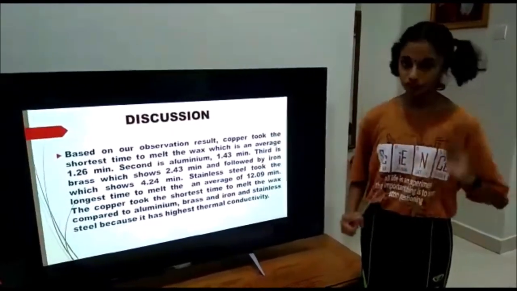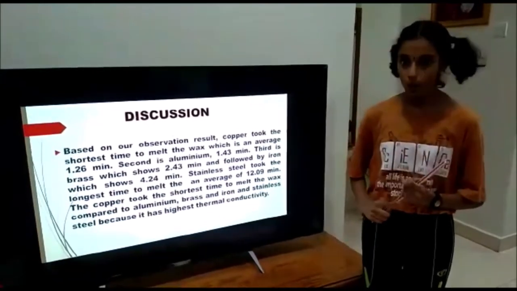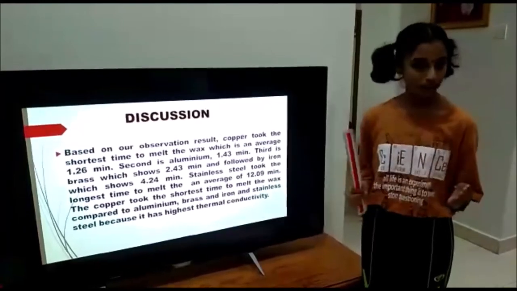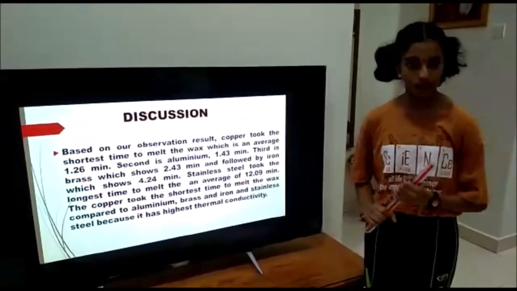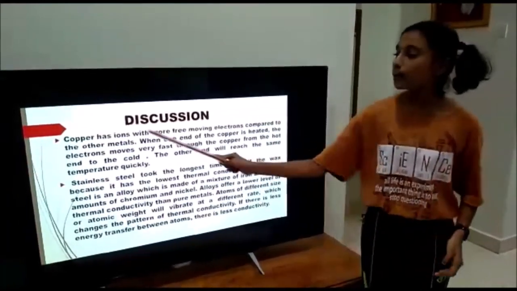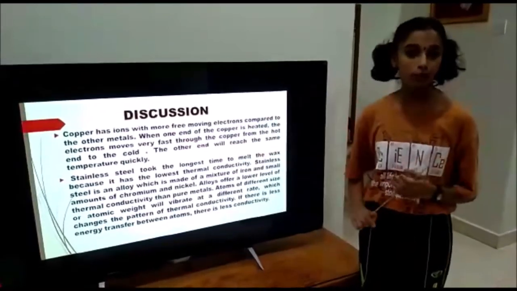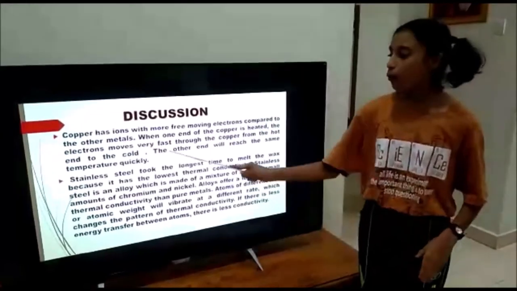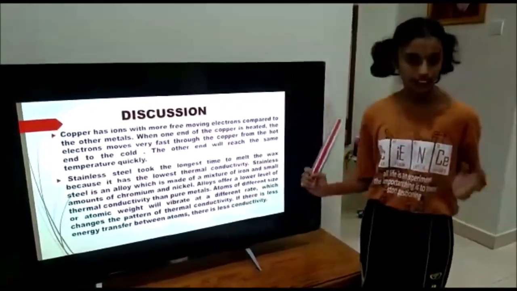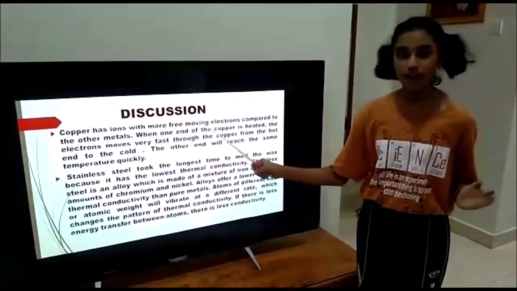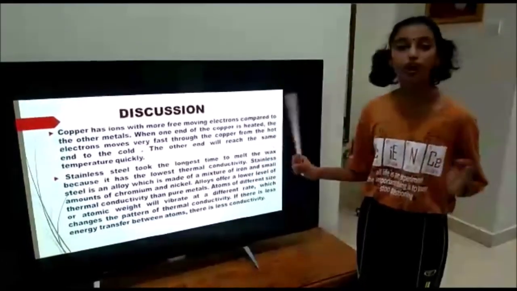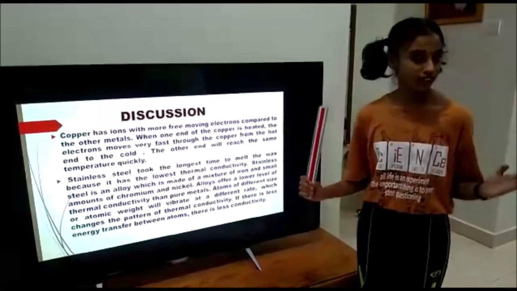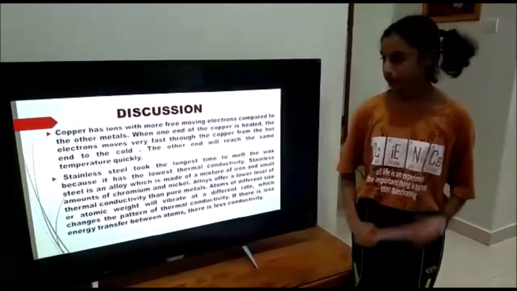The copper took the shortest time to melt the wax compared to aluminium, brass, iron and stainless steel because it has the highest thermal conductivity. Copper has ions with more free moving electrons compared to the other metals. When one end of the copper is heated, the electrons move very fast through the copper from the hot end to the cool end. The other end will reach the same temperature quickly.